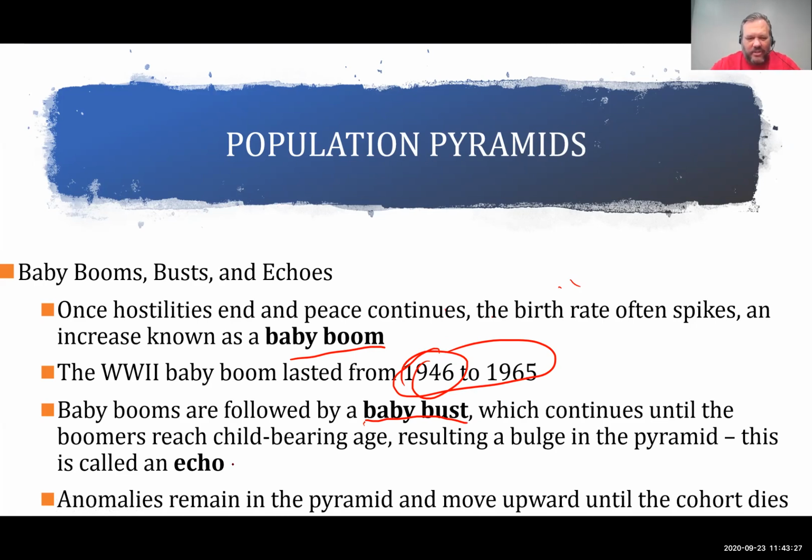And then we have this thing called an echo. An echo is if we have a baby boom, then once those babies are of childbearing age, they're going to have a fair number of children as well. And so you'd see large bars for the baby boom, then we see a smaller gap, the baby bust, and then we see a bigger one because those baby boomers are now having babies.